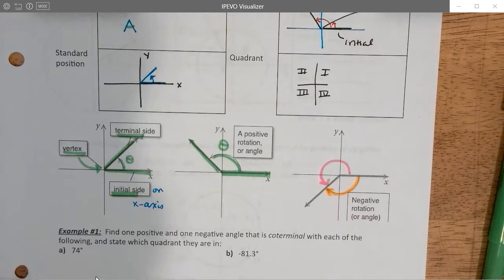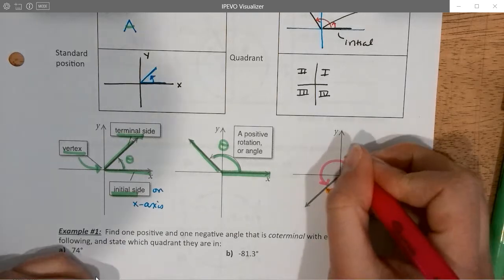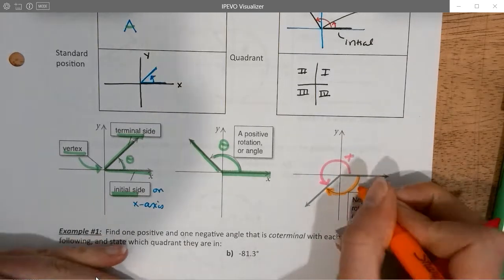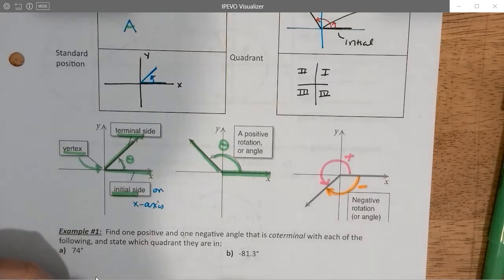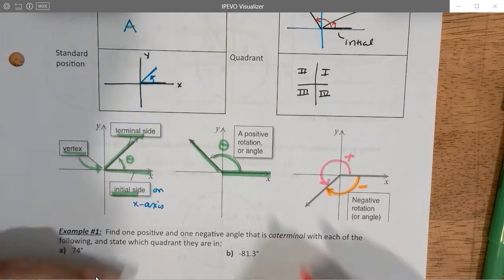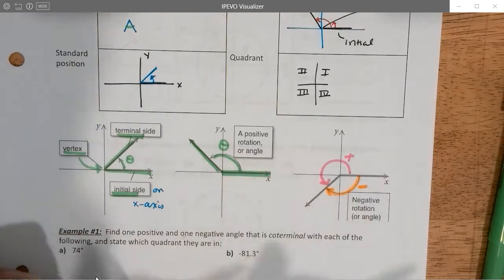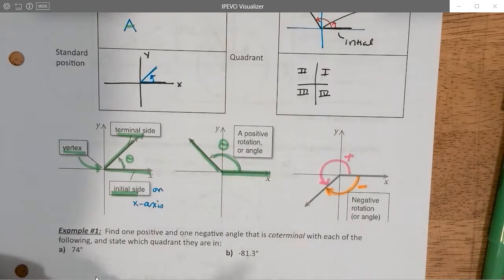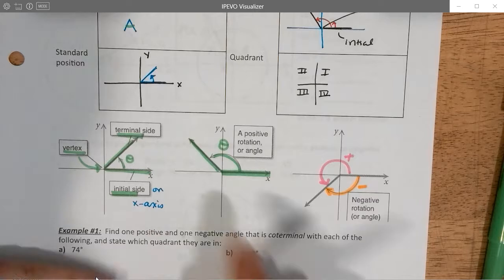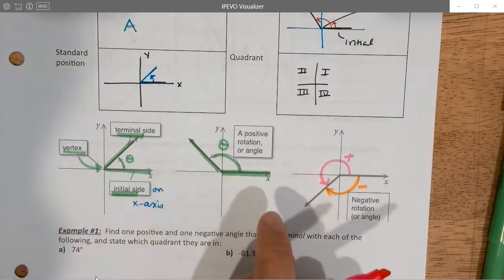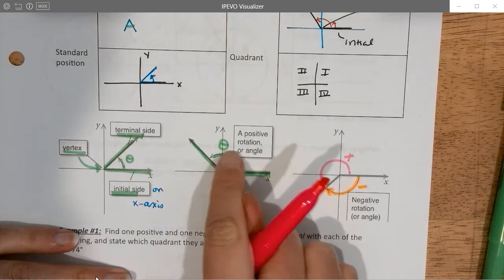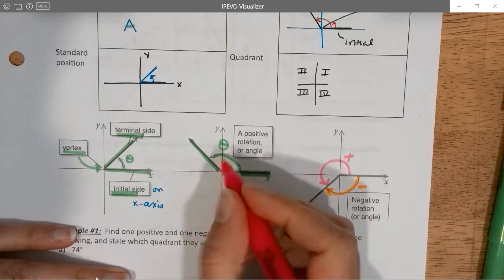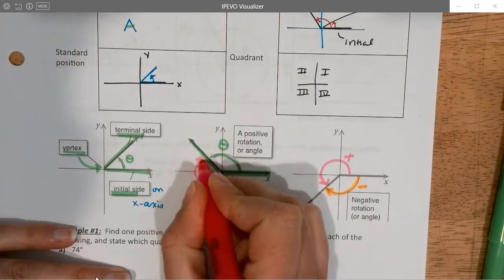Okay, so this would be a positive rotation in the pink there and a negative rotation in the orange. Okay, all angles have both positive and negative rotations. We want to talk about whichever of them is the smaller, whichever one is less than 180. 180 degrees are in a straight line. So in this situation, the positive rotation is less than a straight line. If I did the negative rotation going backwards, it's larger than a straight line.